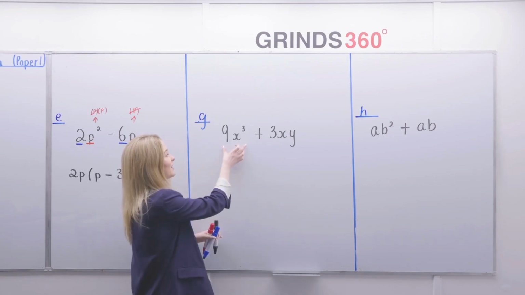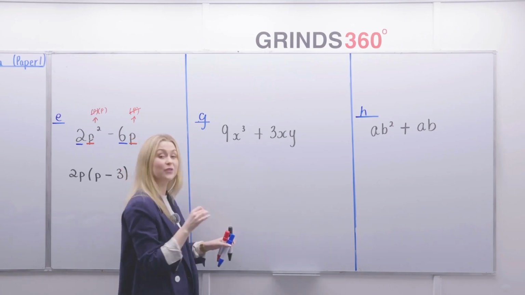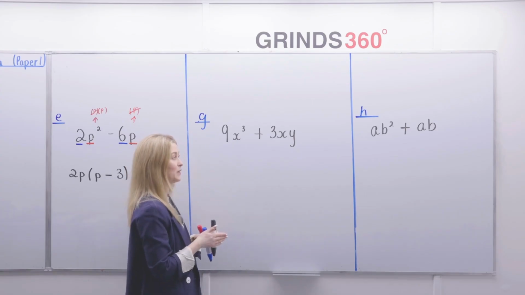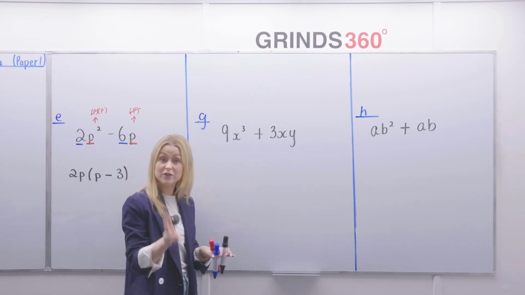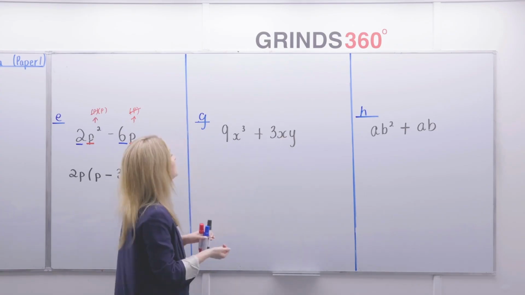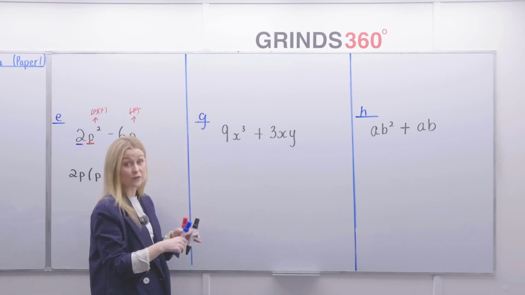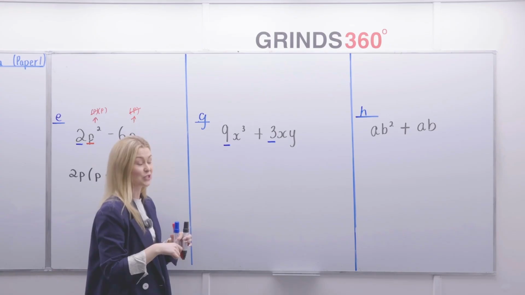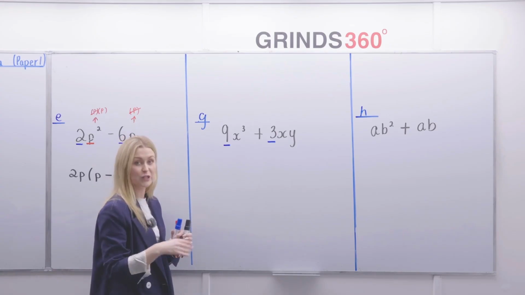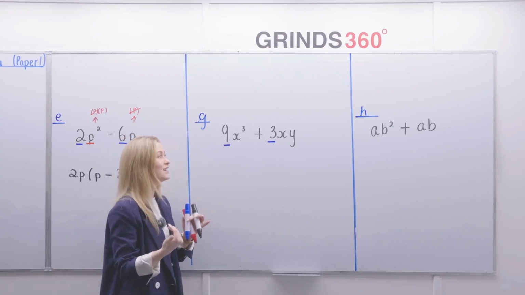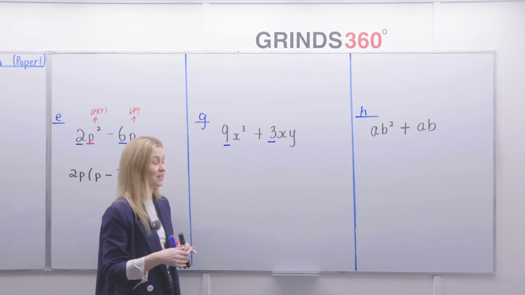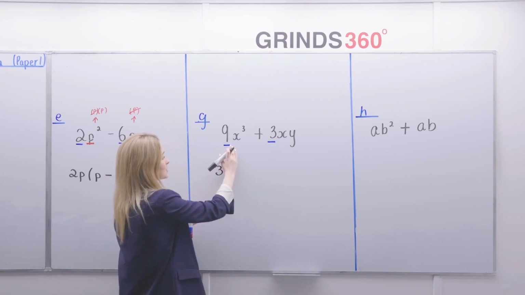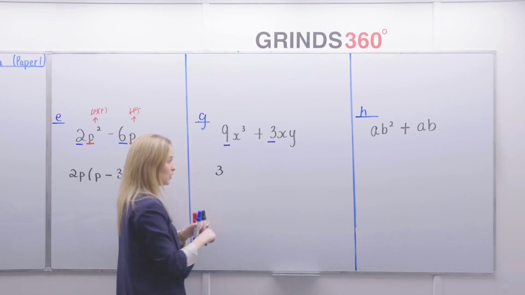With G, we have 9x cubed plus 3xy. This is a little bit different because now we're bringing in an additional variable. We have two variables here, both x and y. So what happens? Well, let's start off as usual, no panic. We look at our digits, our coefficients. So we have 9 and 3. What will divide into both 9 and 3 evenly? What's the biggest number? Well, that's 3. 3 goes into 9 3 times, 3 goes into 3 once.